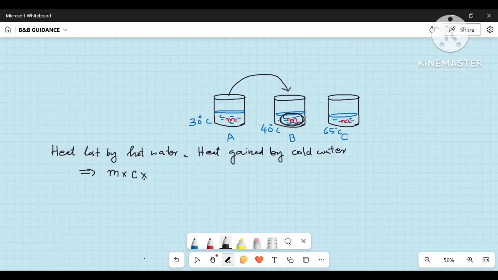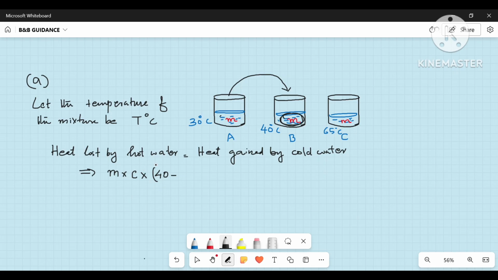Hot water is losing heat energy, so it is a fall in temperature. What is the temperature initially? That is 40 degrees Celsius. That temperature will fall down to a final temperature. I do not know the final temperature. Let the temperature of the mixture be T degrees Celsius. Actually, that is the first part of the question. So this will be mC delta T, that's the fall in temperature, 40 minus T.